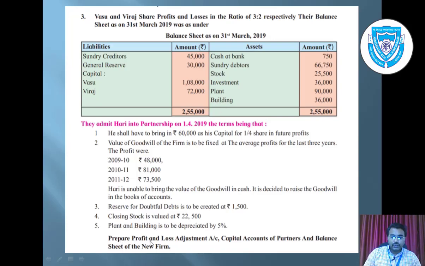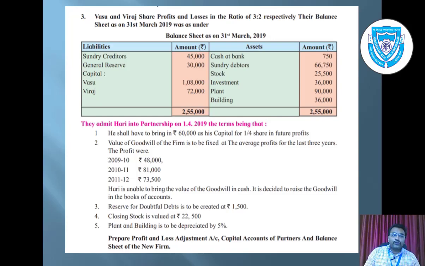And what is the question for you? Prepare profit and loss adjustment account, that is revaluation account. Revaluation account has been given another name, profit and loss adjustment account, listen carefully. Number 2, the second part of the solution is the capital accounts of partners, that is you will write the partners' capital accounts, and number 3, the balance sheet of the new firm. These are the 3 parts of the solution for 10 marks. Usually profit and loss adjustment account is for 2 marks, capital accounts might be 4 or 3 marks, and the balance sheet is also for 4 marks. Like this the distribution is made, and let's see how to solve it.